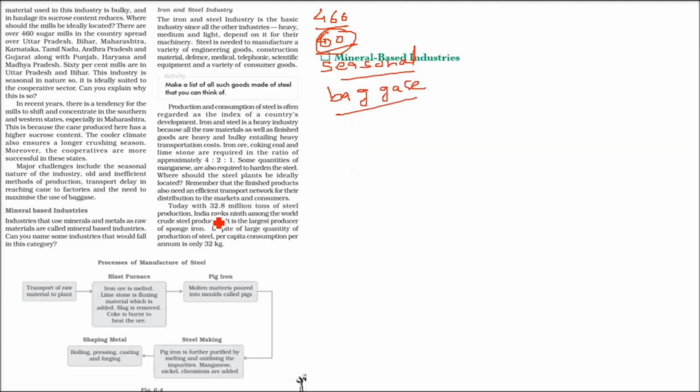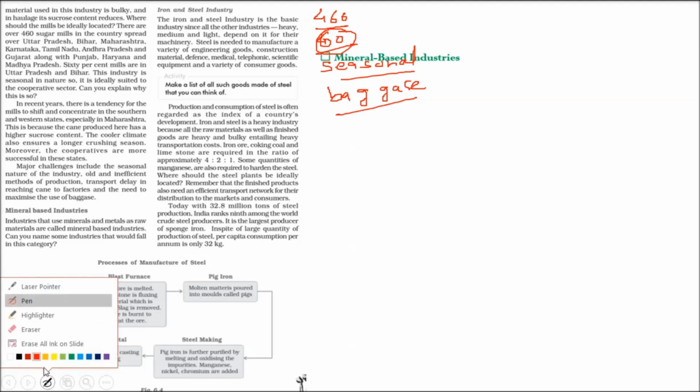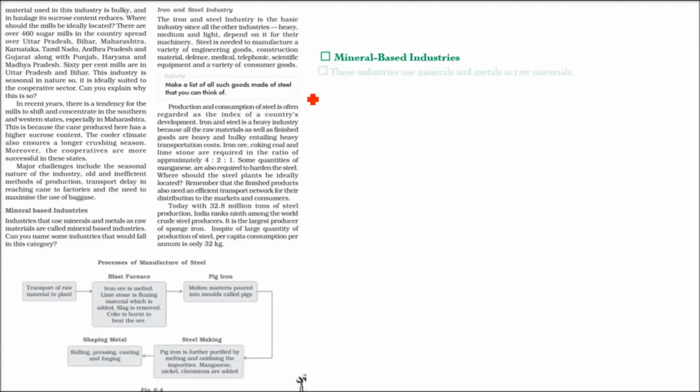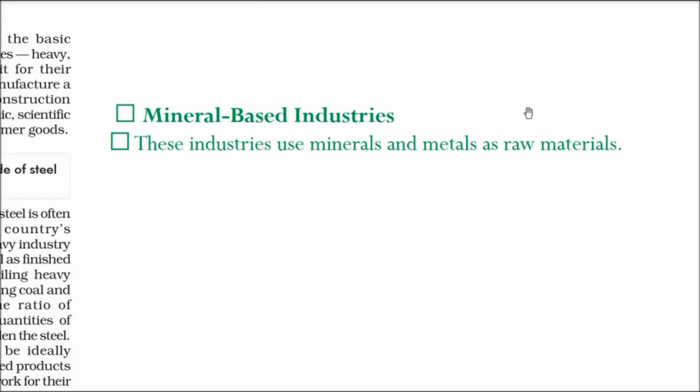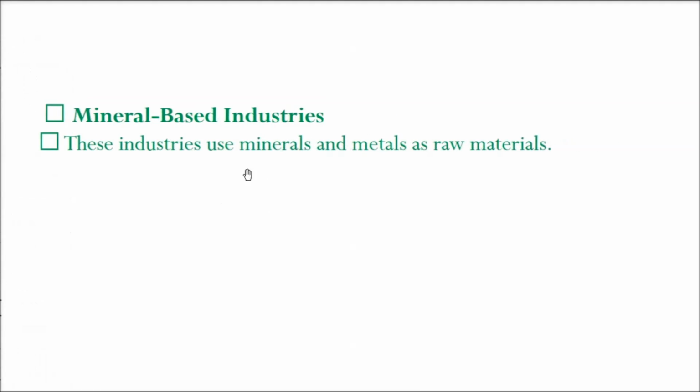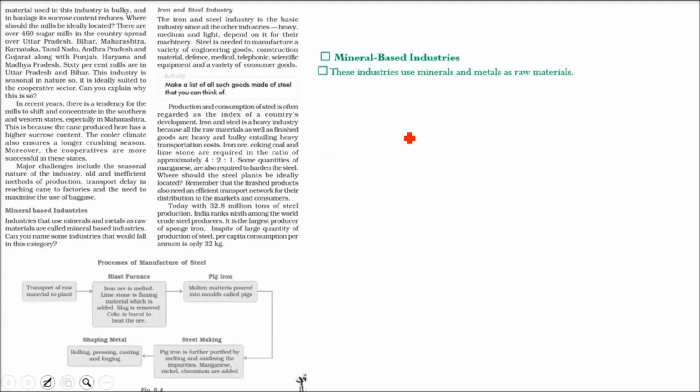This is the problem. Now we come to the mineral based industry. These industries require what? They require minerals as the input. These industries use minerals and metals as raw materials. Whatever is coming in as a raw material, they are minerals or metals. So this is the basic thing about this.